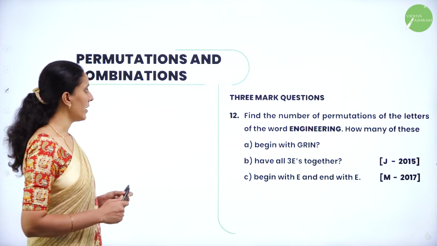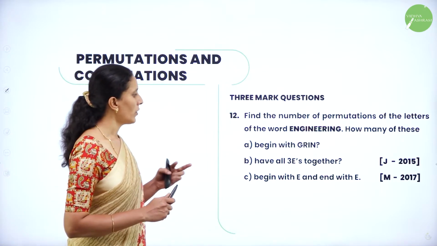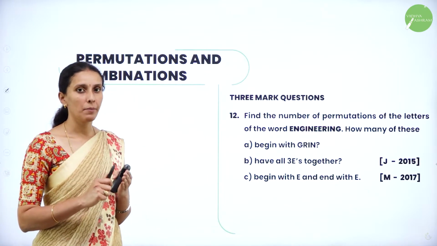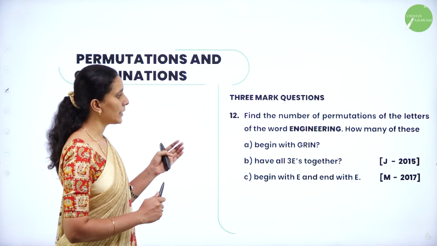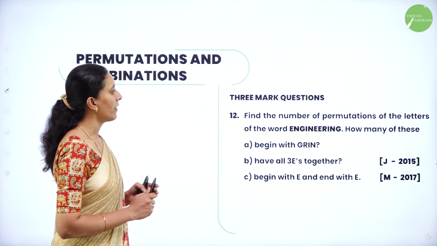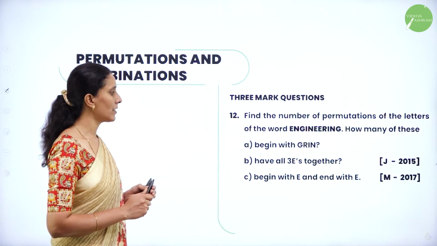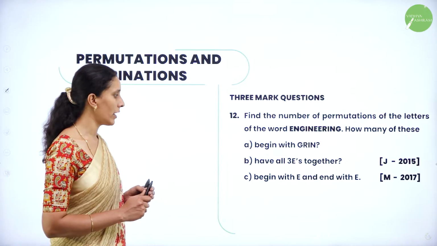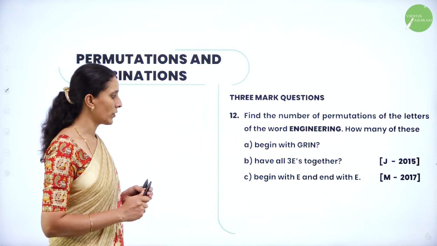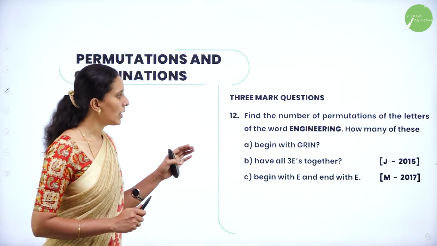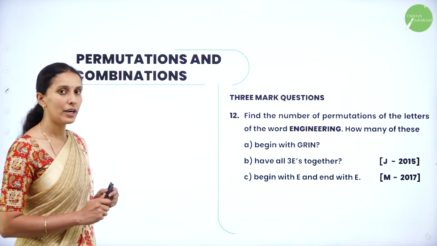So next one is the 3 marks question. In a 3 marks question, you will be having questions like the number of arrangements of letters from a particular word. So here we have an example. Find the number of permutations of the letters of the word ENGINEERING. How many of these begin with G, have all 3 E's together, begin with E, end with E? So first let us find the number of permutations of the letters of the word ENGINEERING.